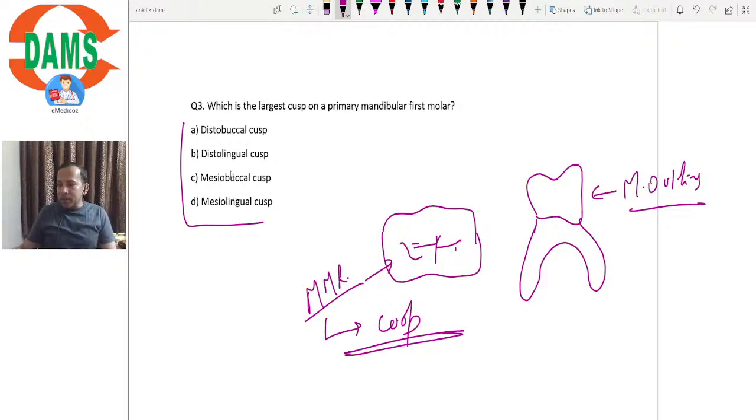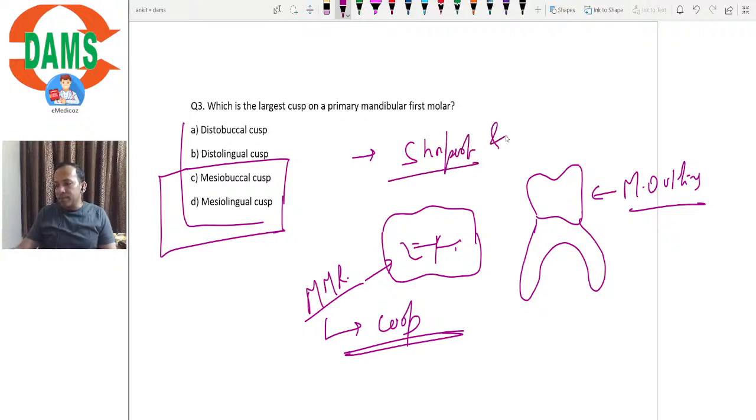Okay, let me tell you, in both the primary first molars, that is the maxillary and the mandibular, it is the mesial half that is well defined as compared to the distal half. So obviously it has to be either the mesiobuccal or the mesiolingual cusp. Now which amongst these two is the largest cusp? It also is the sharpest cusp, right? Let me give you a hint that the largest cusp is also the sharpest.